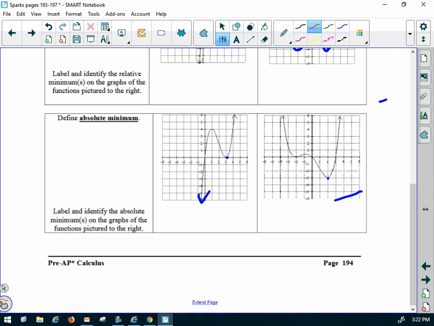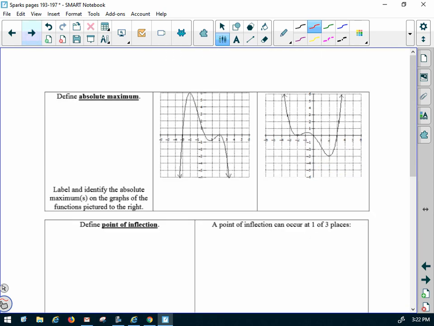Now, here's what I want you to understand. That's a relative minimum, and that's a relative minimum. Why is this both? It's an absolute minimum because it is the lowest y value on my graph. It is a relative minimum because my graph changes from decreasing to increasing. This one, is this both? No, that is not both because that is not the lowest y value on my graph. With me?